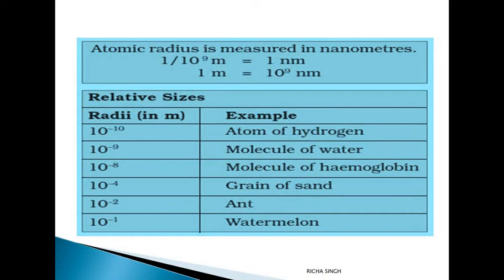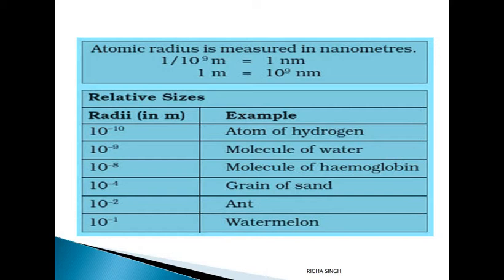Now here the relative sizes are given in terms of their radii so that you can imagine the size of the atom. For example, a watermelon has a size of 10 raised to the power minus 1 meter. The radius of a watermelon is of this size. Now you can compare the size of a hydrogen atom, 10 raised to the power minus 10 meter, and see how small it is.